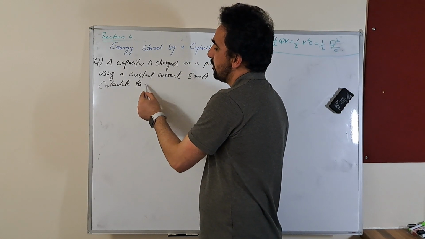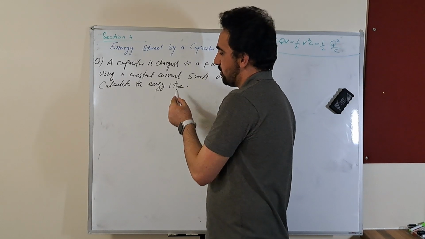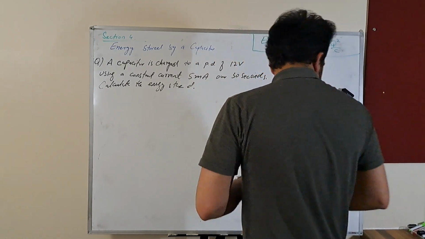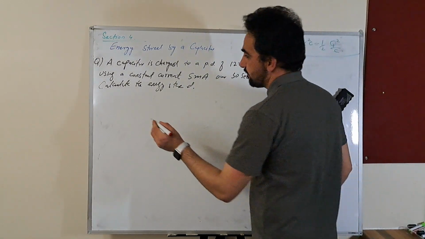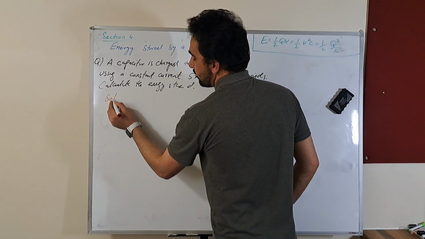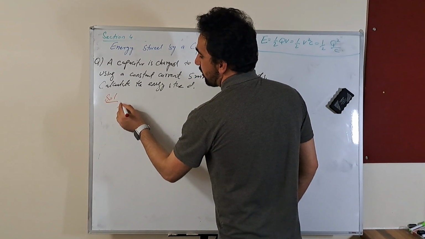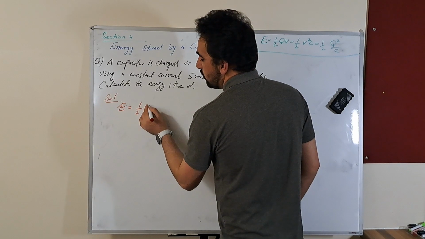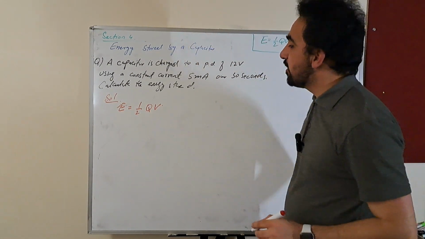Calculate the energy stored. So solution. Since energy stored in a capacitor is equal to 1 by 2 QV, we have V but we don't have Q.